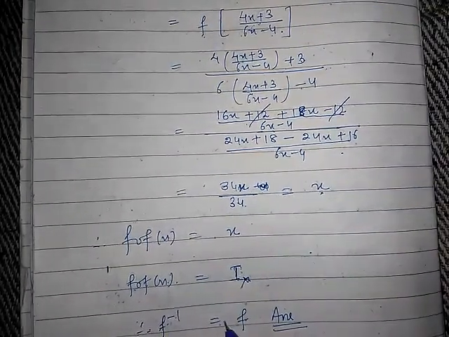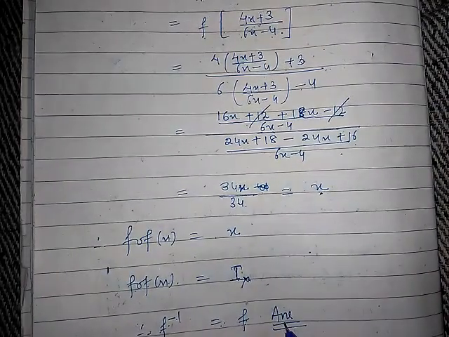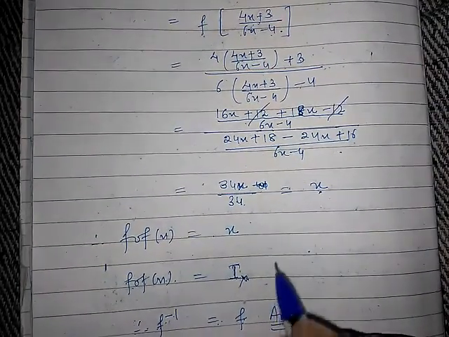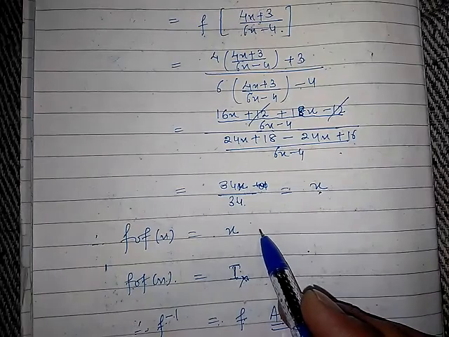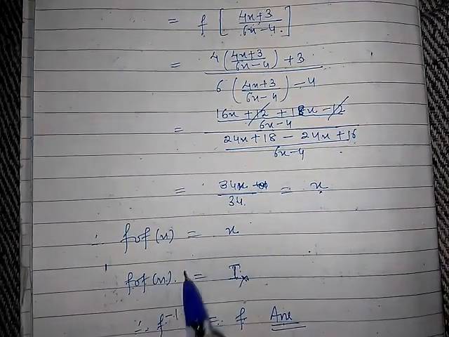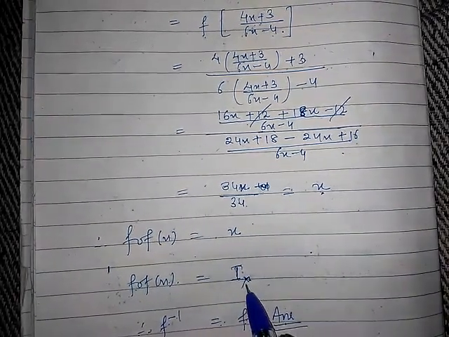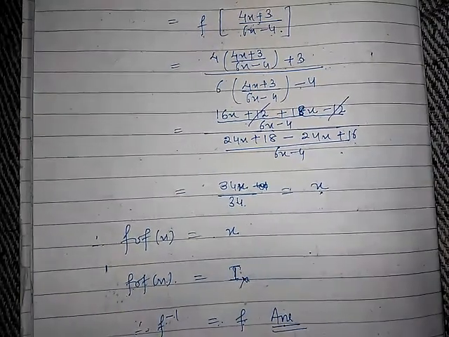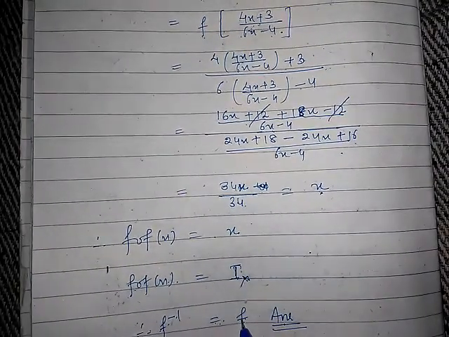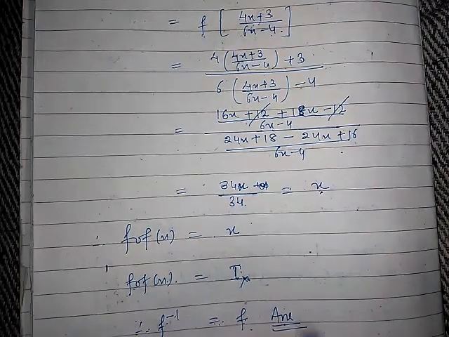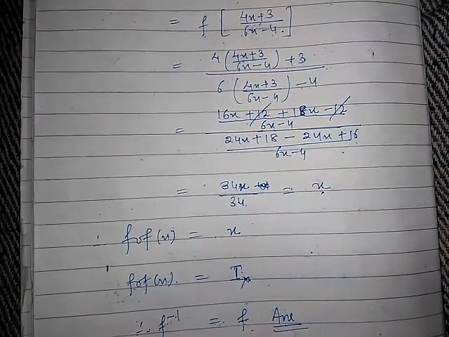Inverse of f is equal to f. That is our answer. Clear? So when you do the definition of invertibility, you will come to know about this. If this situation is possible, it means this is the inverse of this. So f inverse is equal to f. Clear? So this only we have to show here.